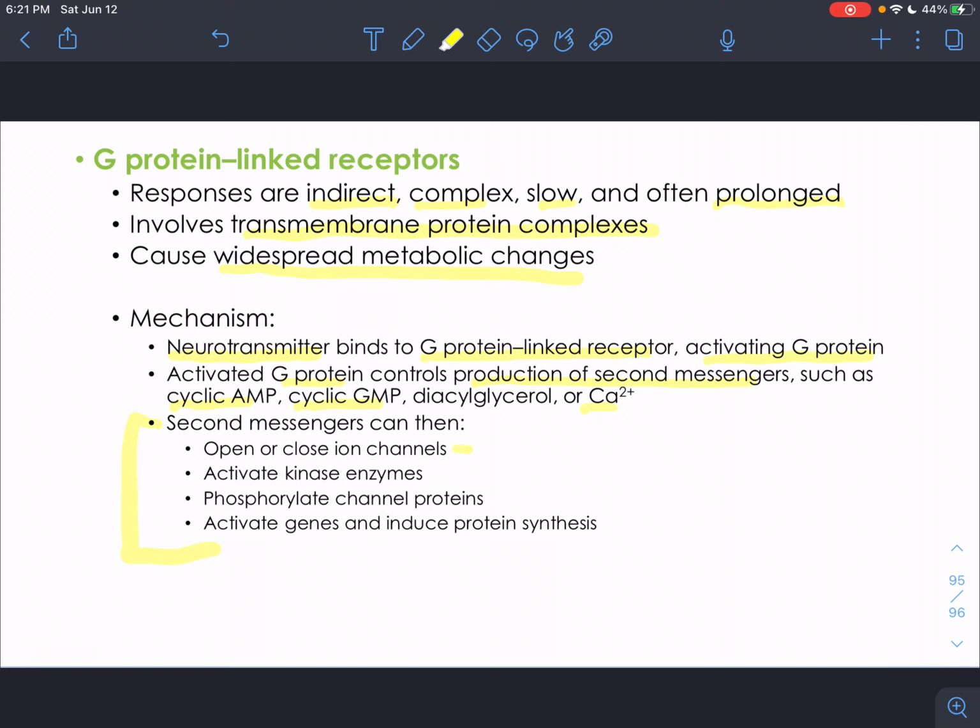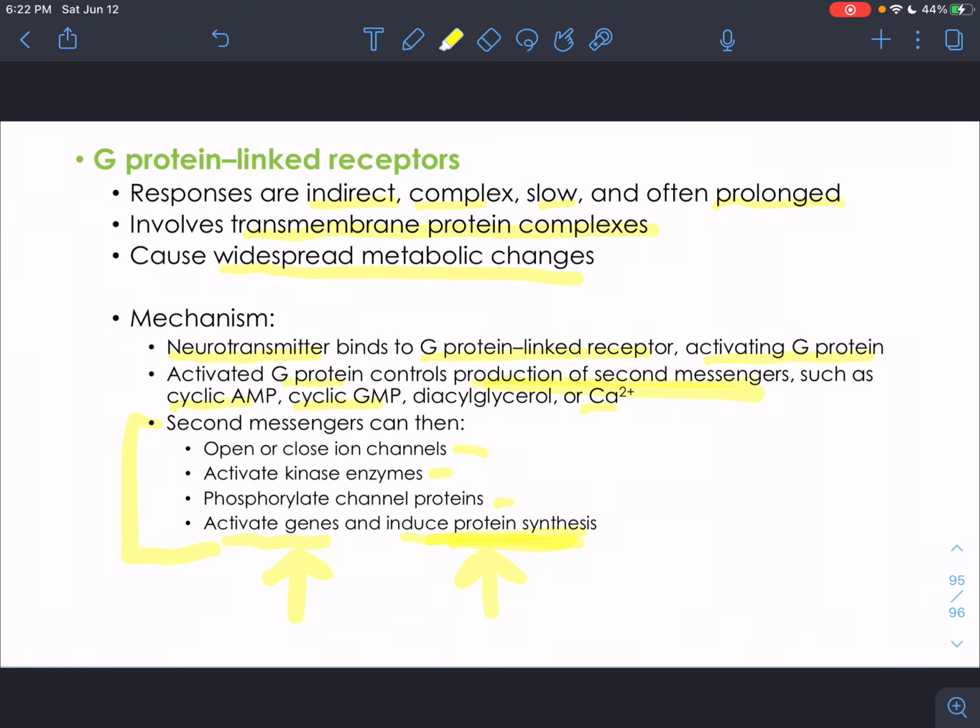The second messengers can go on to open or close different ion channels, right? And that can change the potentiation of the cell. It can activate kinase enzymes, phosphorylate proteins, and even activate genes and induce protein synthesis. So you can have a G protein that creates a second messenger that then will activate genes and create more proteins in the cell. Again, these effects are widespread and long-lasting. If you're creating new proteins, that's not something as simple as just opening an ion channel and causing an excitatory postsynaptic potential, where you're having major effects on that neuron.